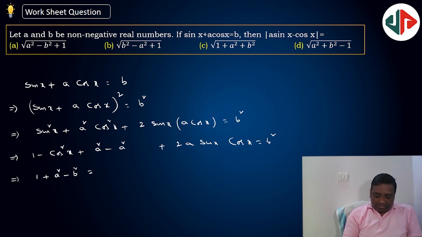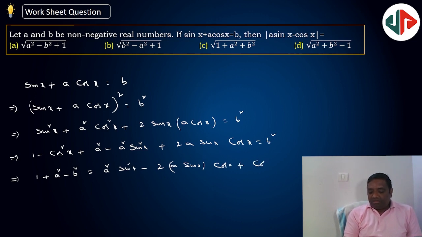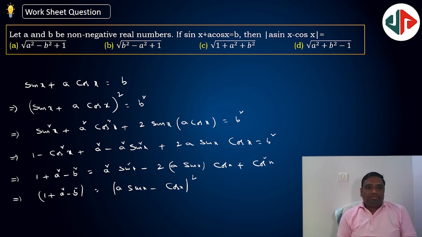A square sin square x minus 2A times sin x into cos x plus cos square x. Now it is nothing but 1 plus A square minus B square. It is nothing but the magnitude of A sin x minus cos x whole square. So what is your answer? Under the root of 1 plus A square minus B square, or A square minus B square plus 1. So this is your answer.